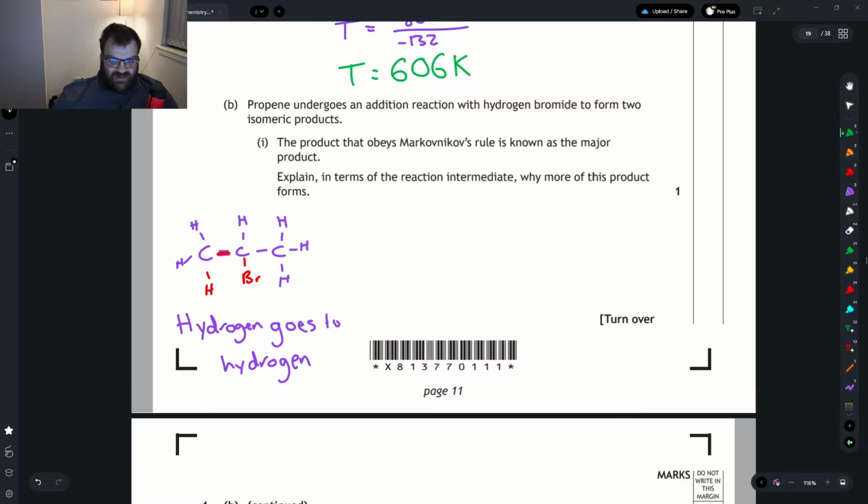Now, if I actually read the question, it's asking about why that's more important. It's because when we have our intermediate, we have our secondary carbocation, which is more stable than the primary carbocation that forms for the other isomer. We have a more stable carbocation intermediate.